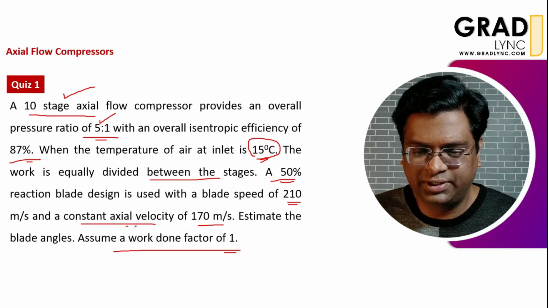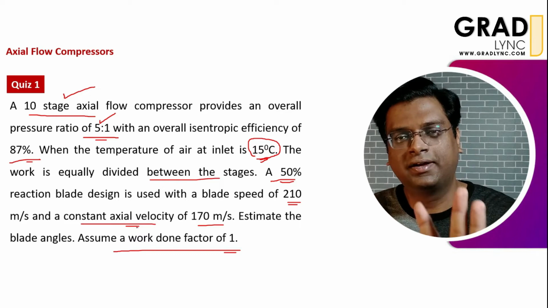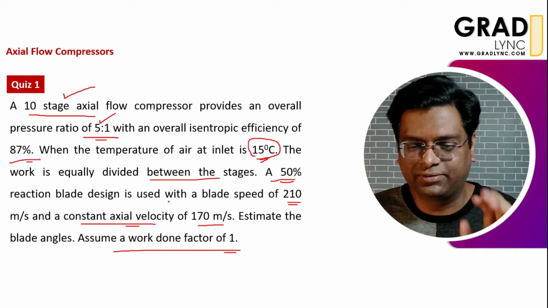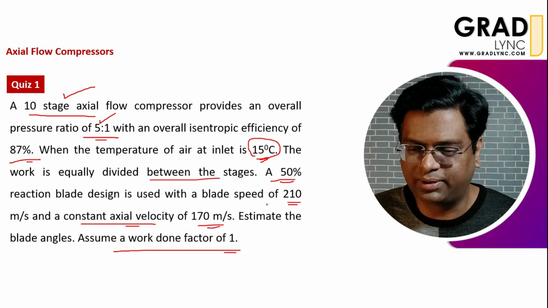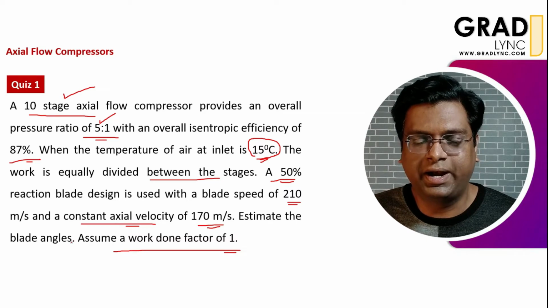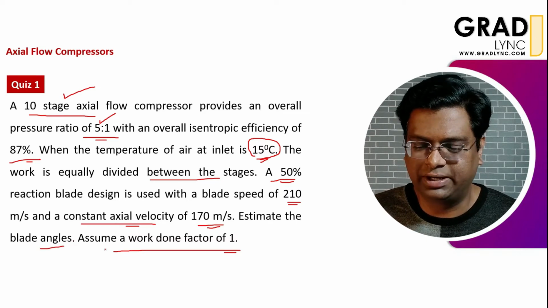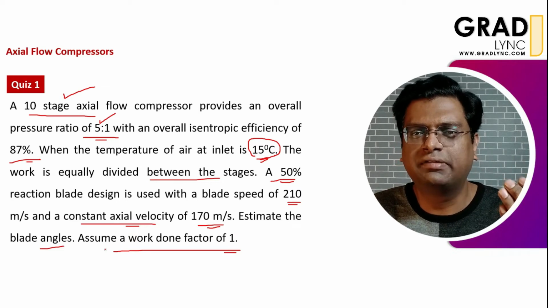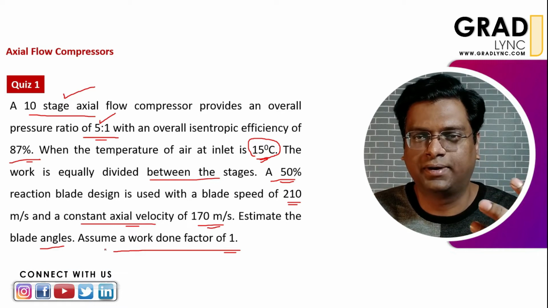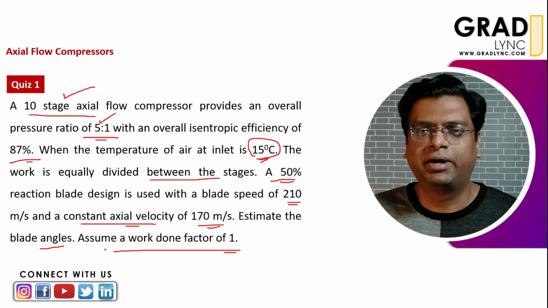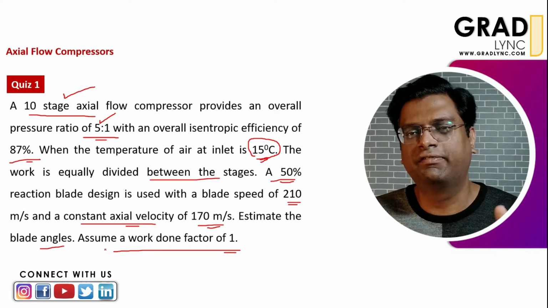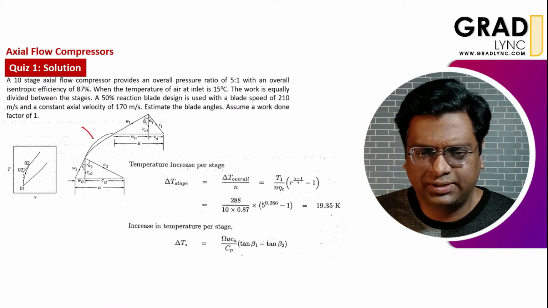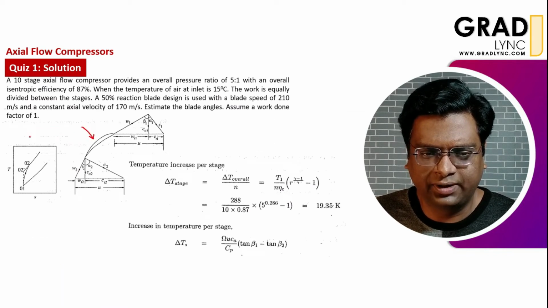Now the constant axial velocity means Ca. Here in the numerical itself it is given that the axial velocity remains constant, right? So that is 170 meter per second. Estimate the blade angles, right? So we need to calculate the blade angles, assuming the work done factor is 1. So we are assuming that there is no variation in velocity from hub to tip of the blade, right? So that is an assumption, but in reality there will be change and we need to consider it through work done factor. So here is the velocity triangle for the given problem and also the TS diagram.